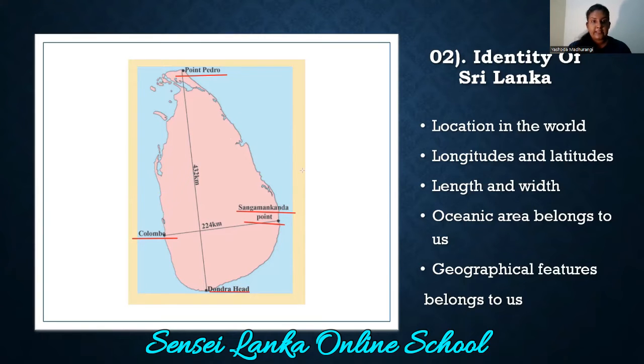We need these places. So, Pute, in this unit number 2, identity of Sri Lanka. Lankave Ananyatavaya. There we have to learn many things under this unit. Location in the world. That means in the world map, where is Sri Lanka? Then longitudes and latitudes. ලංකාව පිහිටලා තියෙන්නේ මොන longitudes latitudes අතරේද? What is the length and the width of Sri Lanka?